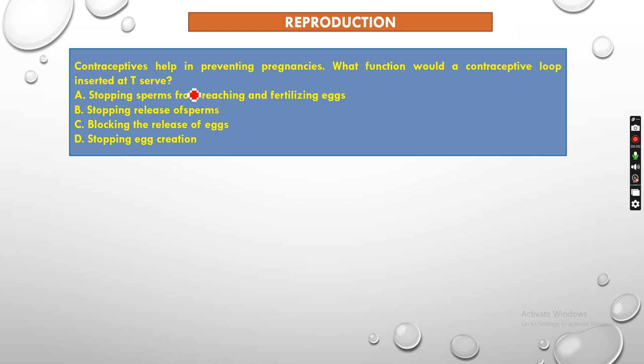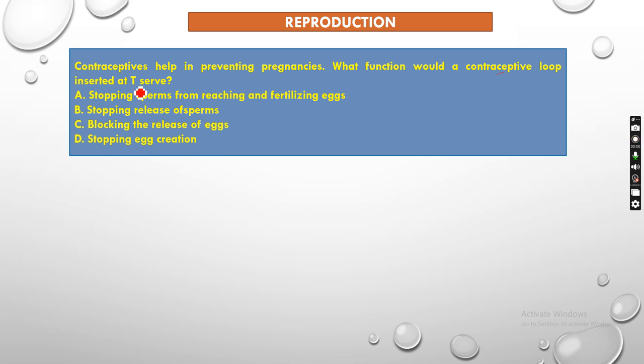Next one, contraceptives help in preventing pregnancies. This is about the contraceptive methods. What function would a contraceptive loop inserted at T serve? There are different contraceptive methods. Now they are talking about the contraceptive loop inserted at T. So what is the function of the contraceptive loop? What is the purpose? Option A, stopping sperms from reaching and fertilizing eggs. Option B, stopping release of sperm. Option C, blocking the release of eggs. Option D, stopping egg creation.